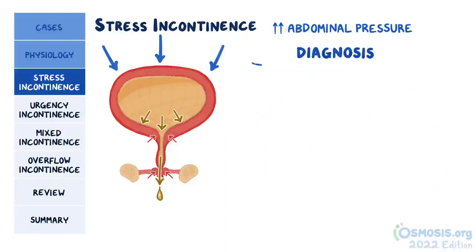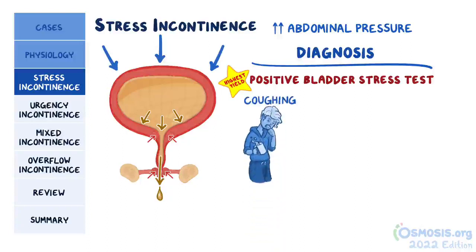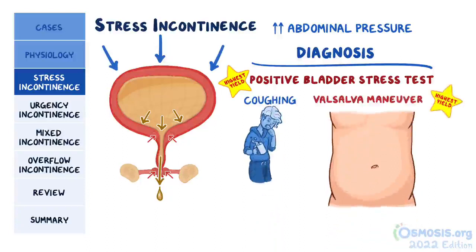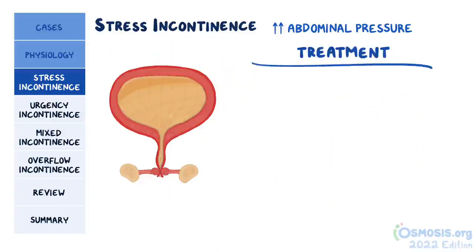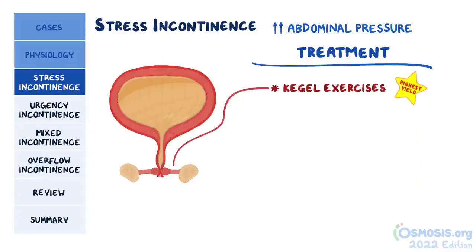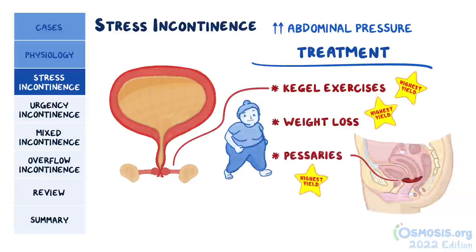The diagnosis can be made based on a positive bladder stress test, where you can directly see urine leaking out when a person is coughing or does the Valsalva maneuver. This is when the clinician bears down and squeezes the abdominal muscles in order to increase abdominal pressure and cause urine to leak out. Stress incontinence treatments typically focus on strengthening the pelvic floor muscles by doing Kegel exercises. In individuals with obesity, weight loss is recommended. And in females, using pessaries might be helpful.